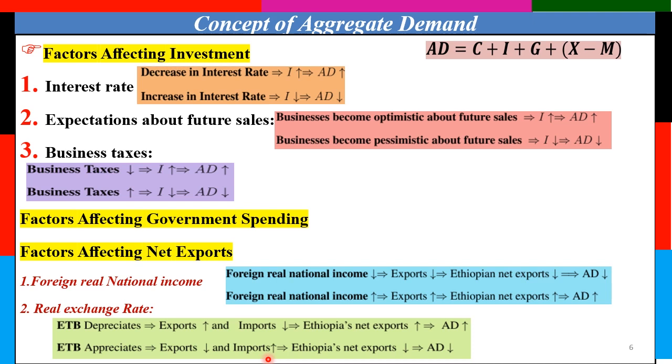But our import is increasing because the Ethiopian ability to buy something is increasing. So our ability to buy from the rest of the world is increasing. This implies the Ethiopian net export is decreasing. Why is the net export decreasing? Export is decreased, import is increasing. So a small number minus a large number means net export may become negative. So aggregate demand is decreasing. This is what it does.